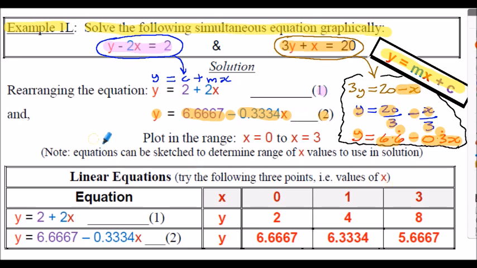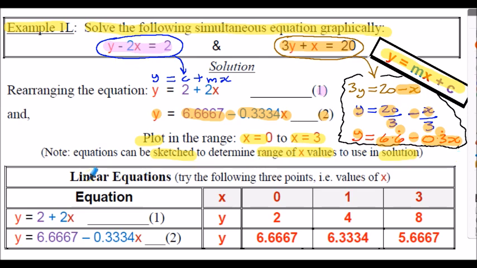We're going to plot the equations between the range of x is equal to 0 and x is equal to 3. In some questions, the range over which to plot the values of x is stated. In other questions, you'll find it's not stated. So one way of finding the range is to sketch the equation and then determine the range of x values to use in the solution. Basically, we're looking for where the two lines intersect because that's the solution of the equation. So we want a range of x that accommodates that intercept.